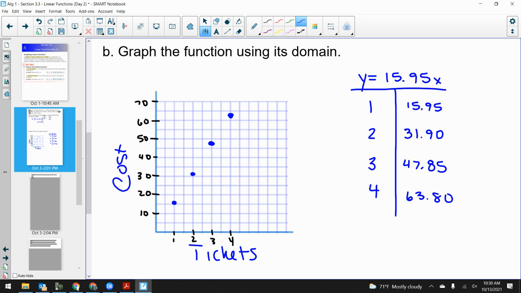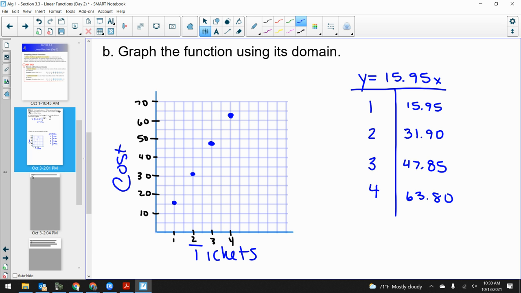Do we connect our dots? No, because this domain was discrete. Remember, we call this domain discrete, so therefore we do not connect our dots. Discrete domain does not get connected. It's not special. Continuous domain is connected, but discrete domain is not.